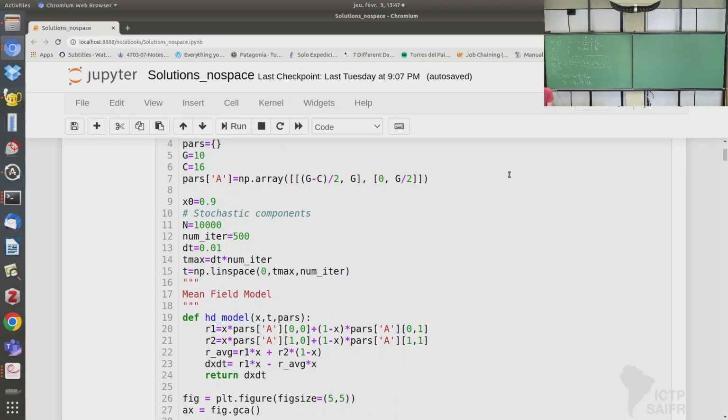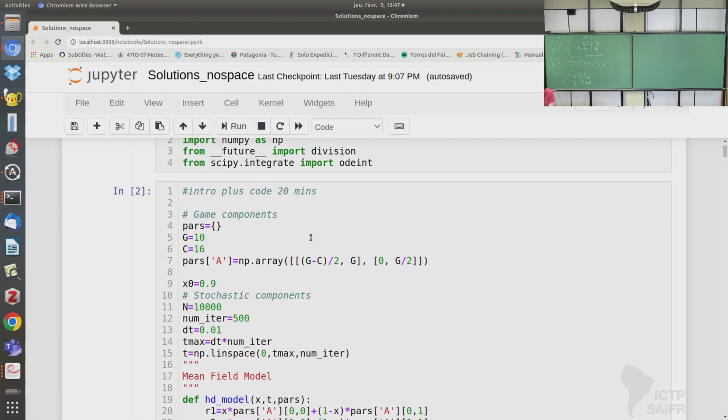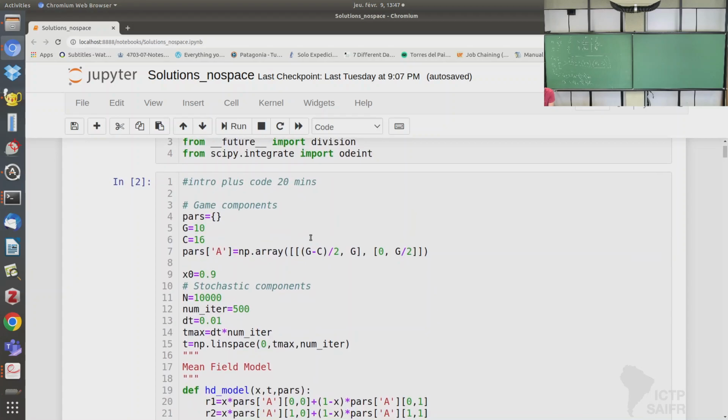We are going, it's okay. Wait a little bit for the stochastic part. I would like to give you some theoretical notion first.